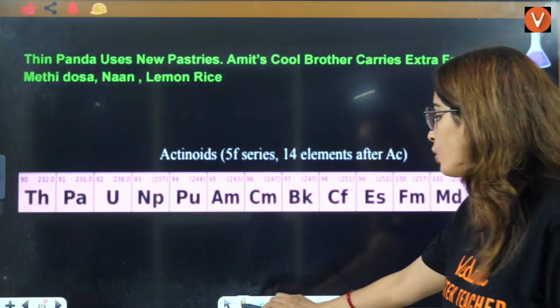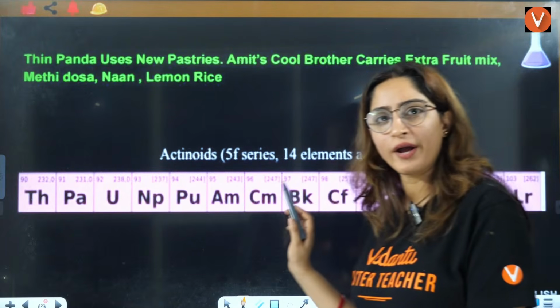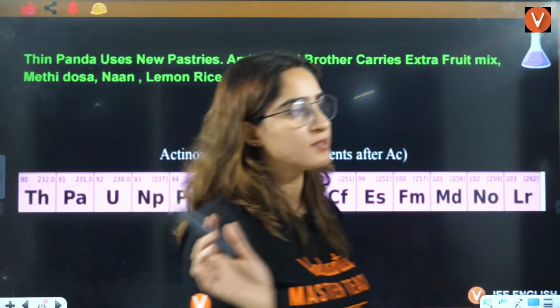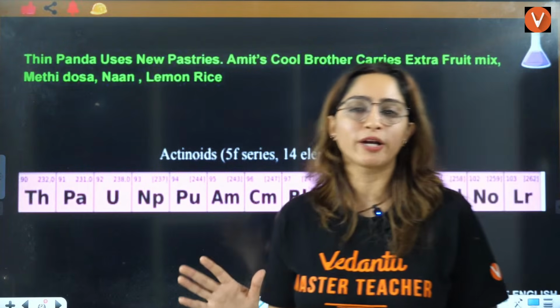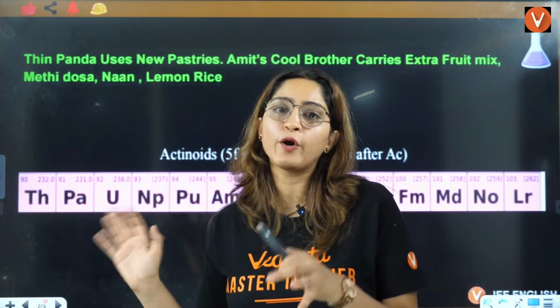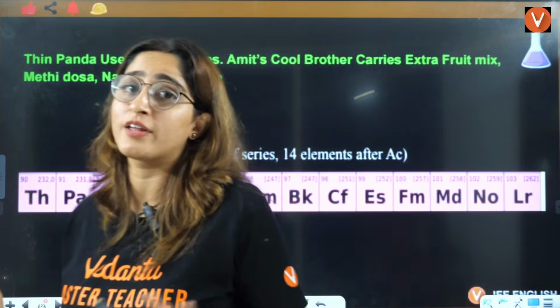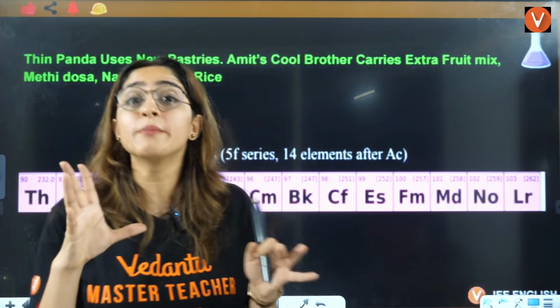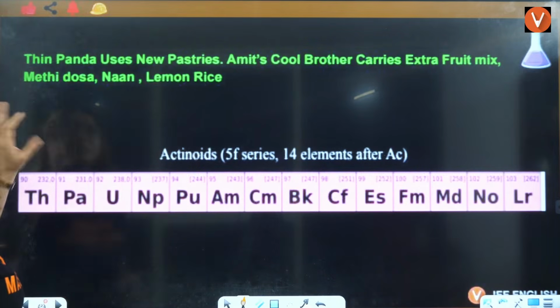Okay, so the last thing is actinoids, right? There is not that much about actinoids in your syllabus, but still I'll tell you some important points. They are radioactive elements, so their electronic configuration is very difficult to learn, and they will not ask you that. So there are some important points you have to learn here.